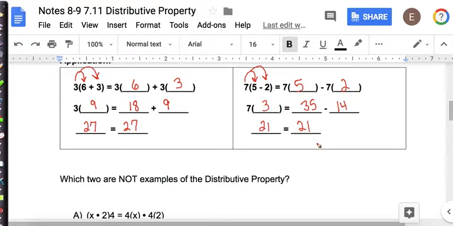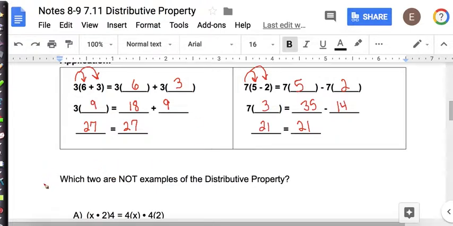Now, the distributive property is used for multiplying very large quantities. Like, for example, 6 times 99 could be done by multiplying 6 times 100 minus 6 times 1, which would be much easier than doing 6 times 99 in your head.